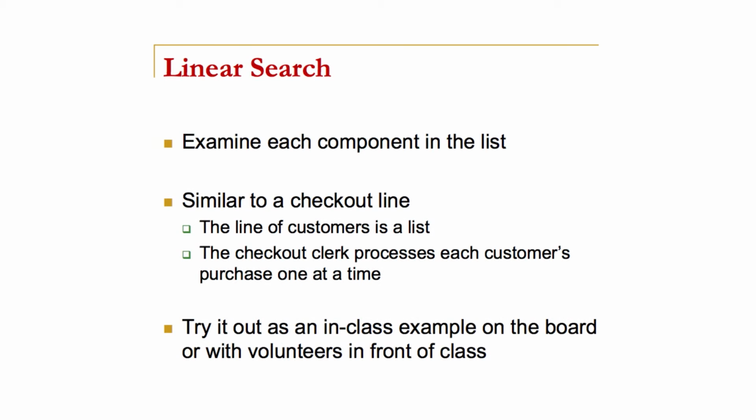The way we process a list for searching linearly is much like a checkout line at a store. There's a line of customers in that list, and the checkout clerk will process each customer's purchase one at a time. So we're walking through a list, and each time the processing is comparing each element of the list to the desired thing that we're looking for. You can try this out as an in-class example on the board, or ask for volunteers, and place 10 numbers on the board in a certain order, and ask the class to give you a number either in or out of the list, and role play what happens when we're searching through in a linear search.